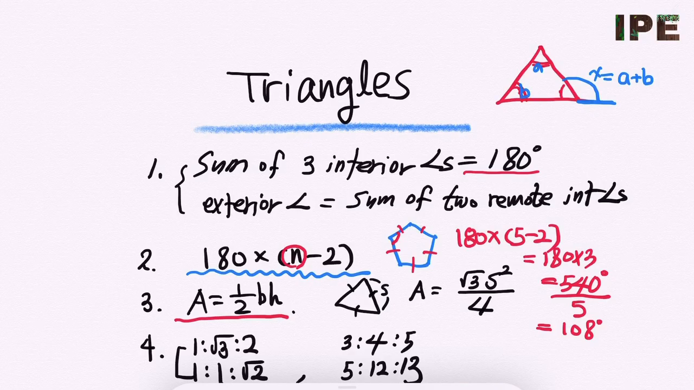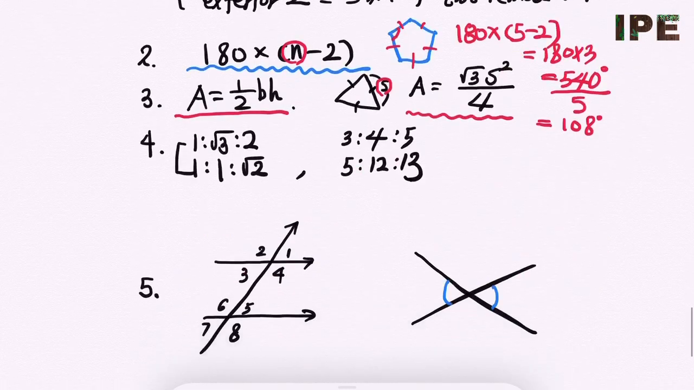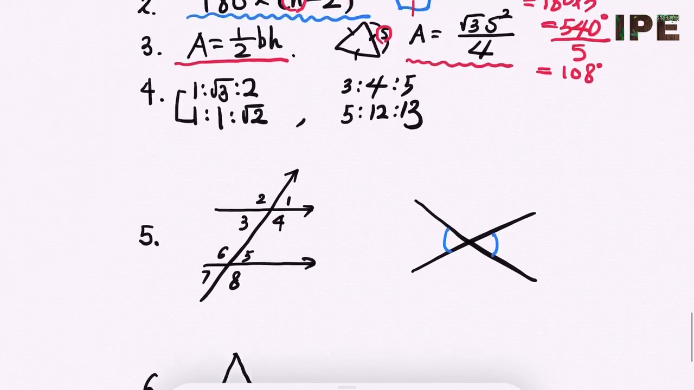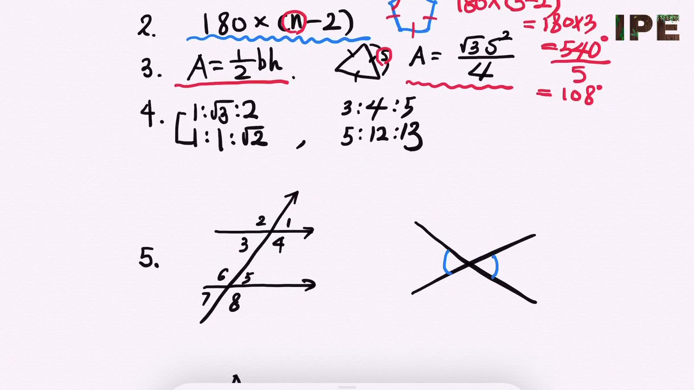How can you find the equilateral triangle's area? If one side of an equilateral triangle is S, the area of that equilateral triangle is root of 3 S squared over 4. And then you have to memorize these four ratios. 1 to root of 3 to 2. This ratio is the ratio of the three sides of a special triangle, the 30 degree, 60 degree, 90 degree triangle.